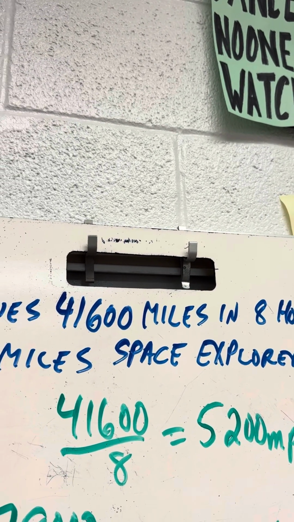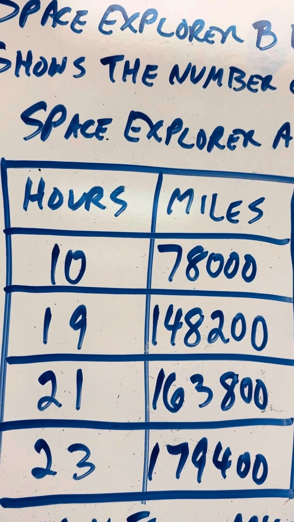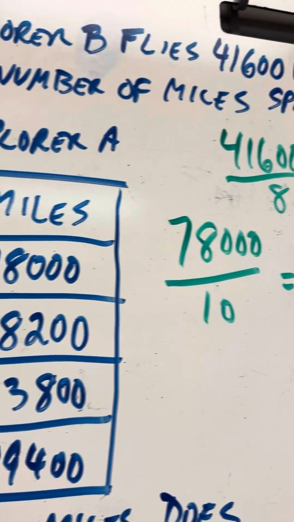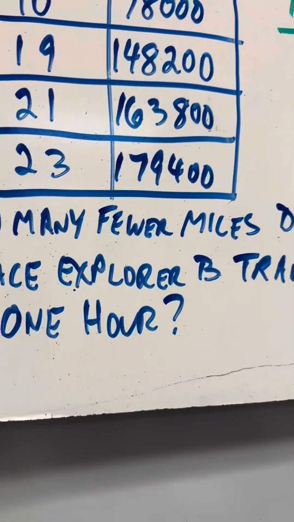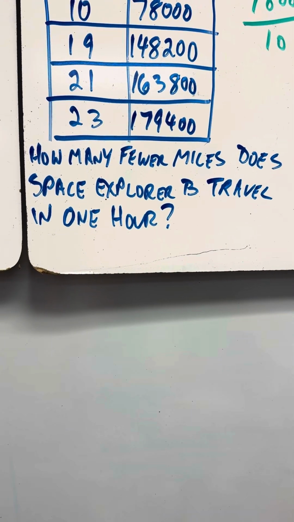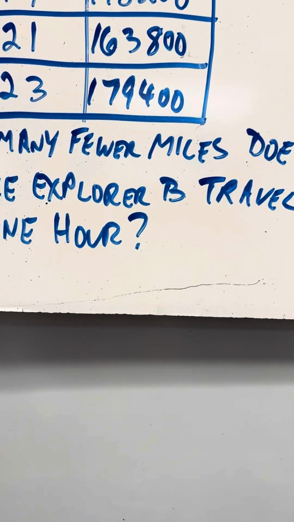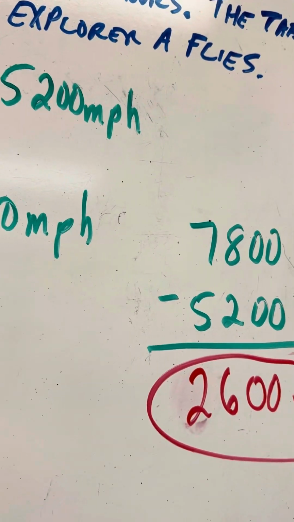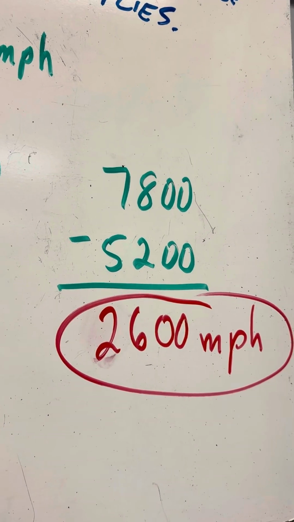Okay, so once again, I'm going to pick one of these. I'm going to take 78,000 divided by 10. That gives me 7,800. So how many fewer miles does Space Explorer B travel in 1 hour? Or miles per hour, right? 7,800 minus 5,200 gives me 2,600 miles per hour.